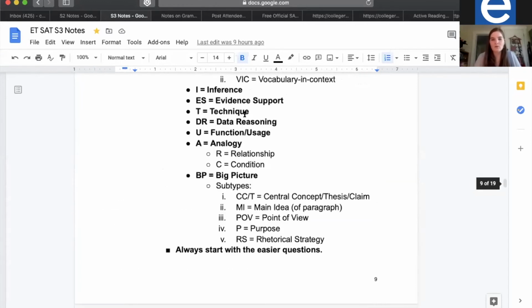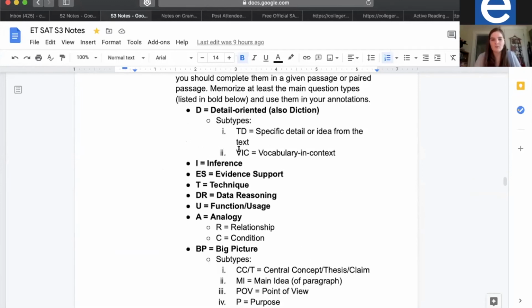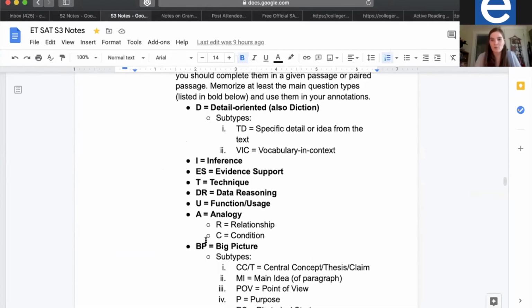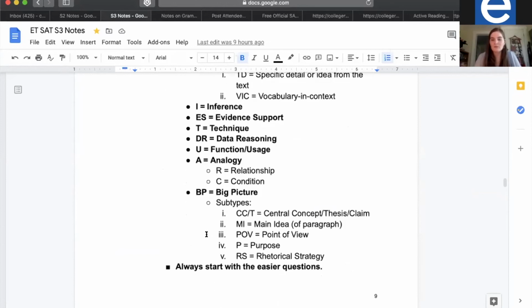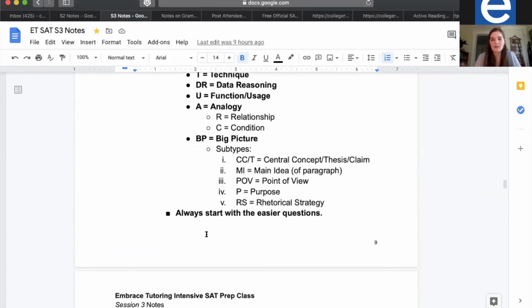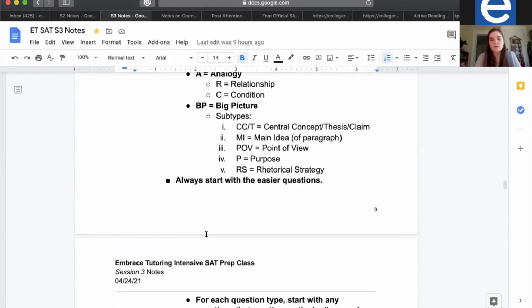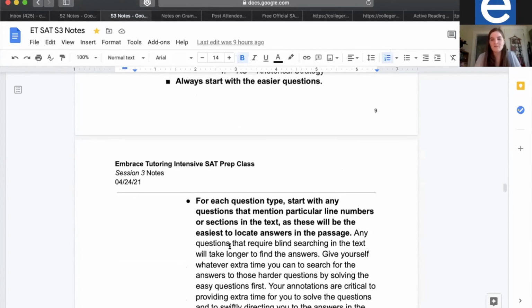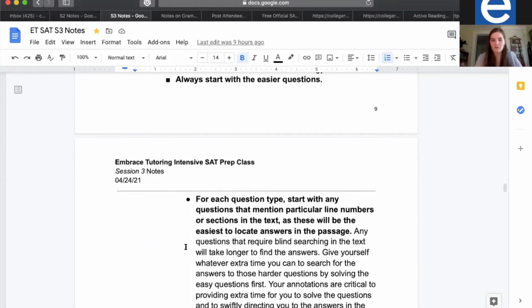Okay, so I want all of you to go through and memorize the ones that are in bold. If you want to, you can also use the ones that are in the subtypes, which I actually encourage you to do, but you don't always have the luxury of that much time. It really doesn't take that much time, and it will help direct you in approaching questions.